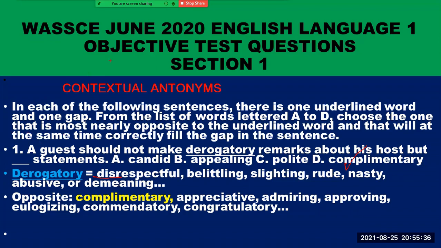Okay, so this is the way to answer questions in section 1. You will find in the description section below some videos that will give you a detailed explanation on contextual antonyms. Now let's go to section 2.